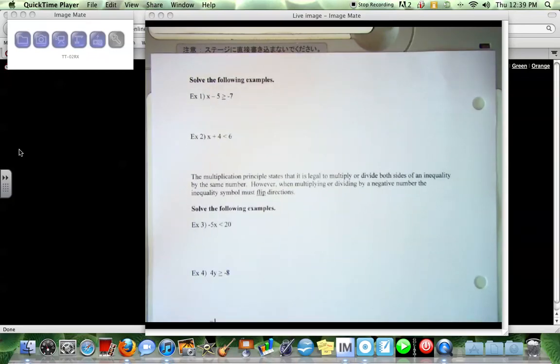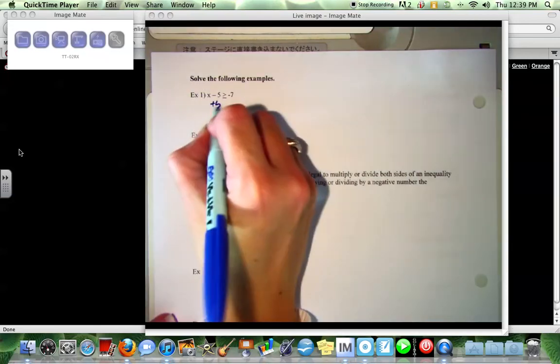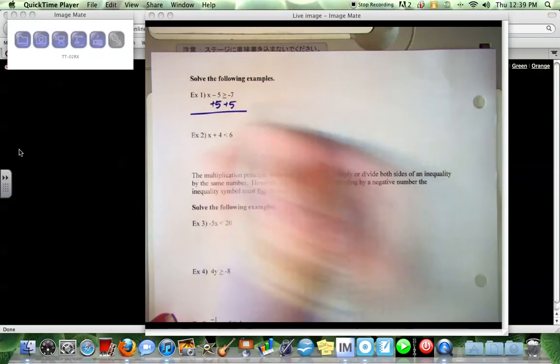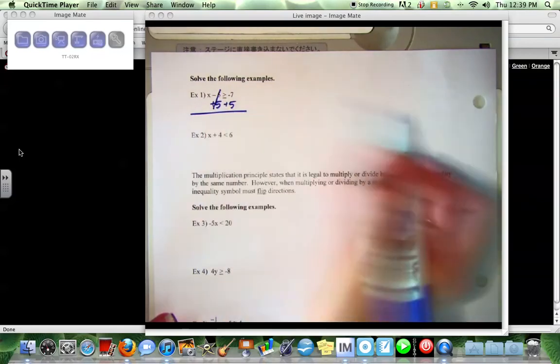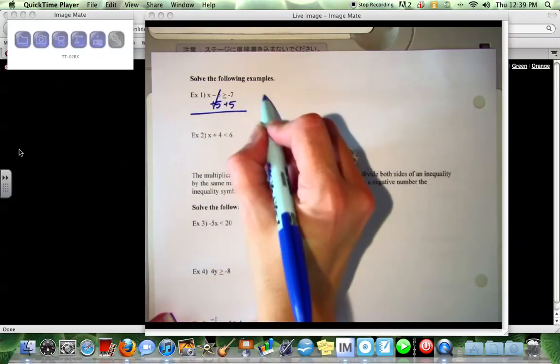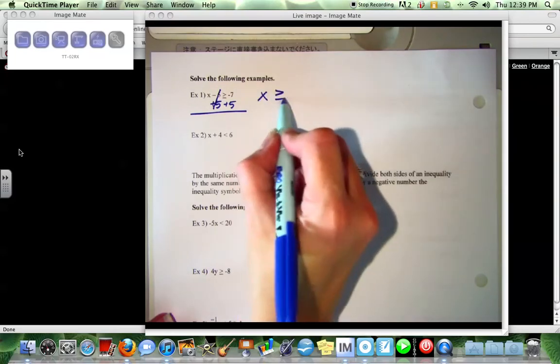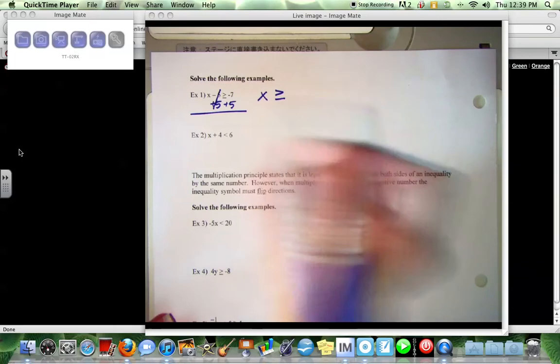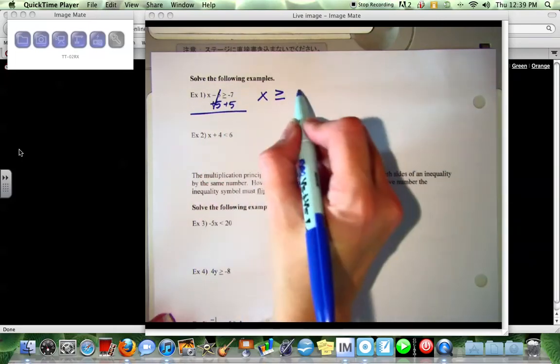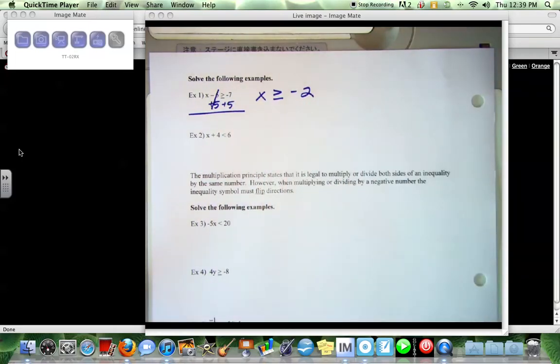Weather is distracting. All right, so we have x minus 5 is greater than or equal to negative 7. We want to get the x by itself. We have a minus 5, so we add 5 to both sides. The 5's cancel, and our statement becomes x is greater than or equal to -7 plus 5, which is -2.